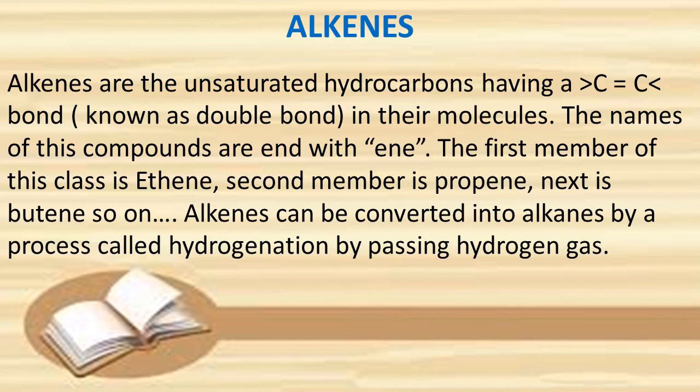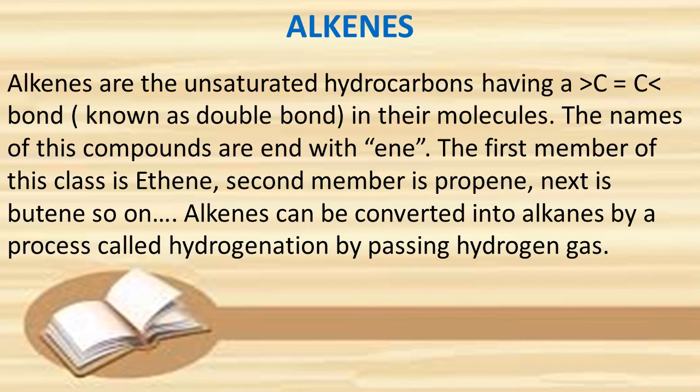And as I told, whenever these prefixes meth, eth, prop are used, the number of carbon atoms remains the same, no change in that. Only the suffix part is going to be changed. Here the suffix ends with ene. So the first member of this particular class is ethene and it starts with the second carbon atom. In a similar way, the second member of this class is propene, next is butene, and so on.